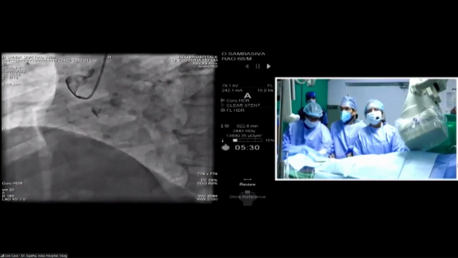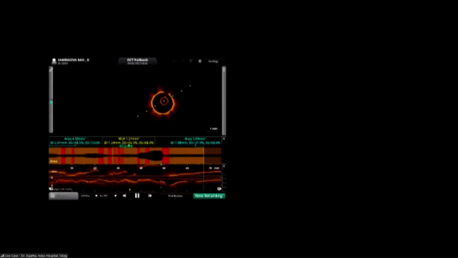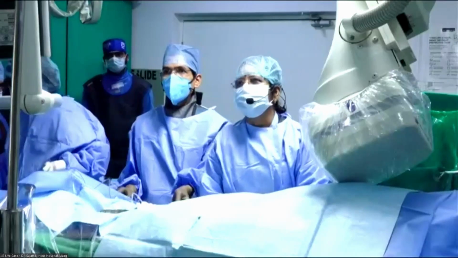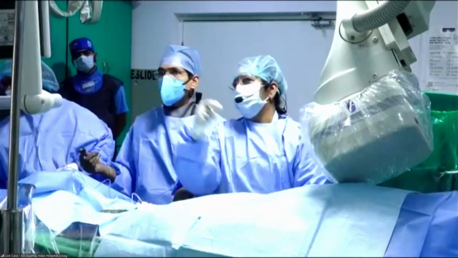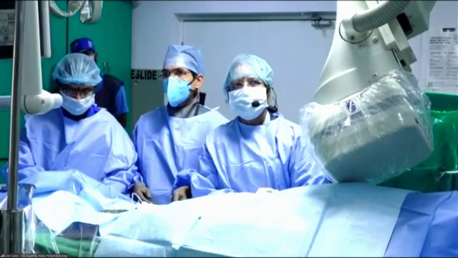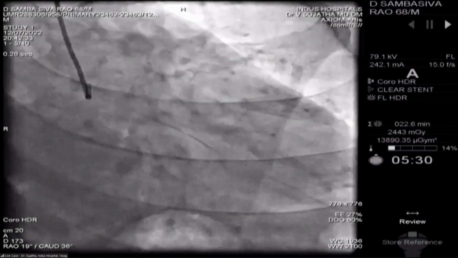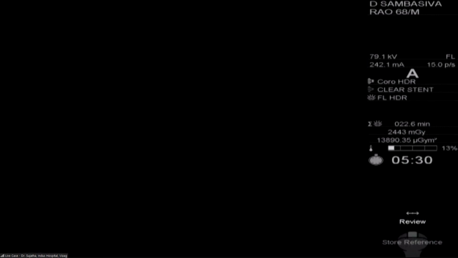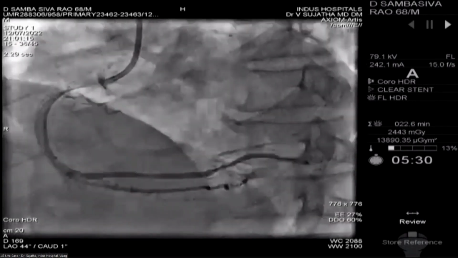Can you show the next? So we did the RCA primary PCI. We implanted a 4x38 stent, and that is good. Can you show the final result? So this is the final result of the 4x38 stent. Can you show the angiogram, Ramakrishna? Post-PTCA. We saw it, madam. The result was good. So now, what to do with the LAD left, so this is the RCA.